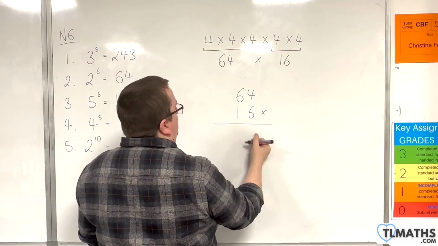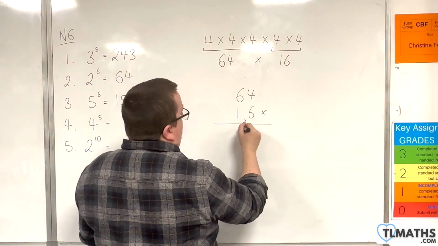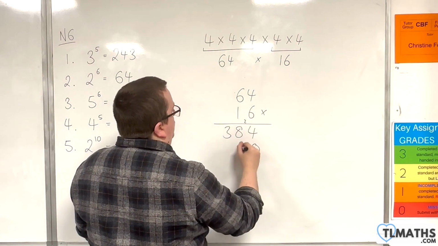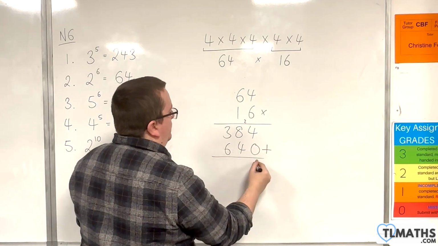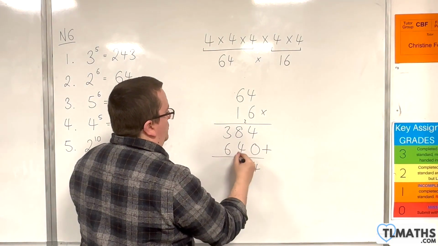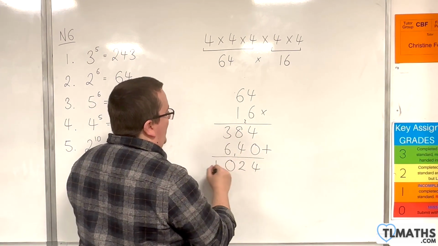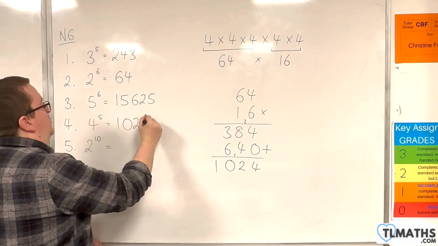6 times 4 is 24. 6 sixes are 36, plus the 2 is 38. Bring in a 0. 1 times 4, 1 times 6. Add your 2 results together. 4, 12, 3 plus 6 plus 1 is 10. And so our answer is 1,024.